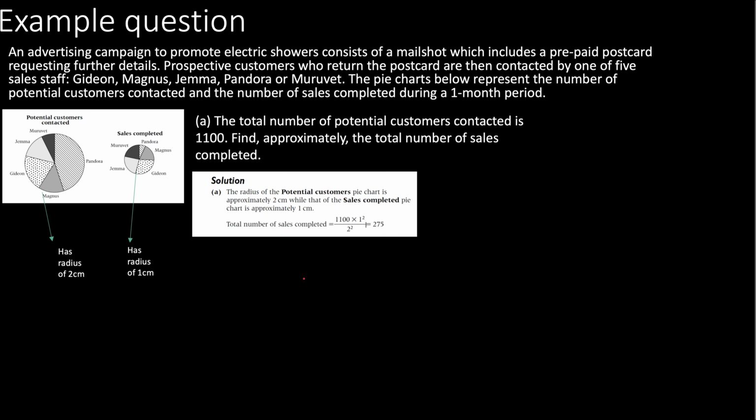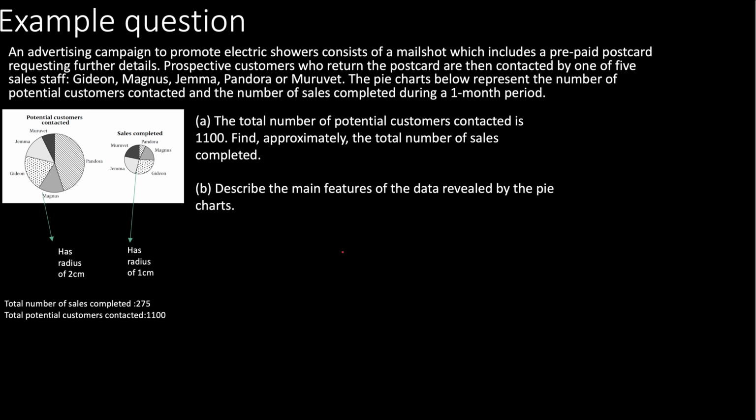Okay, now here is how the textbook approaches this question. Anyways, have a go at part B of this question, which asks you to describe the main features of the graph revealed by the pie chart. Remember, you only need to comment on the obvious differences.